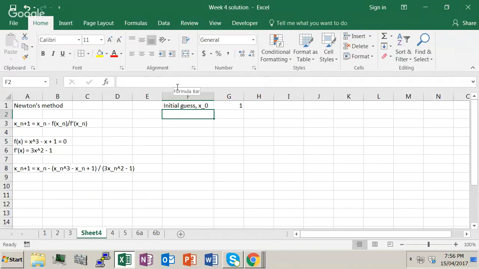I'll also create a spot where I'll keep my tolerance, and tolerance is just a predefined limit that determines whether we should keep iterating or stop iterating. And the tolerance is going to be a very small value. In this case, I'll just use 0.00001.